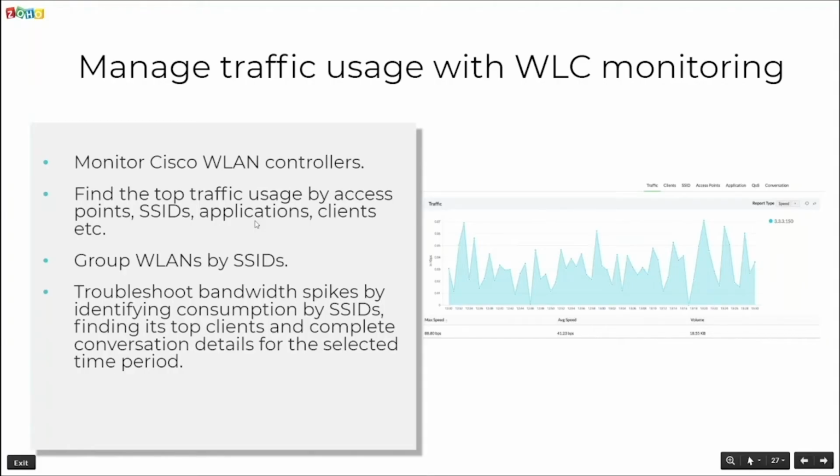And we can show you metrics like the top traffic usage by access points, by SSIDs, application, client, all of that. You can even group your WLANs by the SSIDs, and even access points can be grouped with us. This is helpful because you can troubleshoot bandwidth spikes by identifying the consumption by the SSIDs. You can find the top clients and complete conversation details. When you select, say, 1 hour, you not only see the source, destination, and the clients, you get to see everything, even the application and the transactions that have happened over the conversation, all of that.